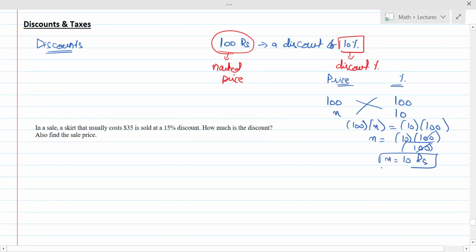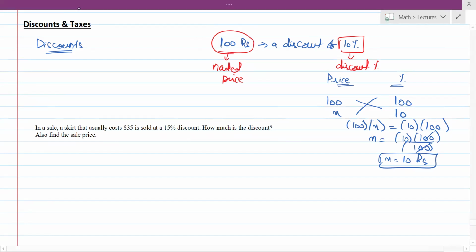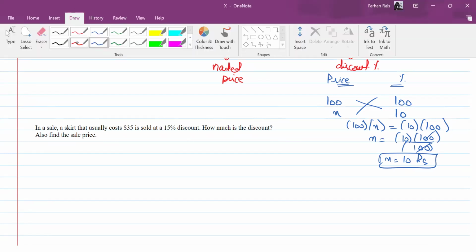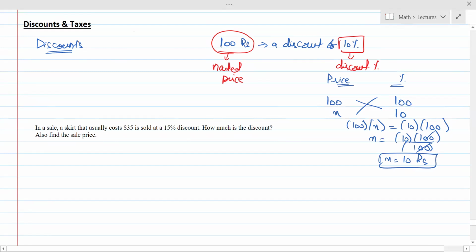So that means you have a discount of 10 rupees, but then there has to be the sale price also. Sale price is the price which is offered after discount. So please be clear about this term, sale price. The sale price, or the discounted price, is the price after discount.